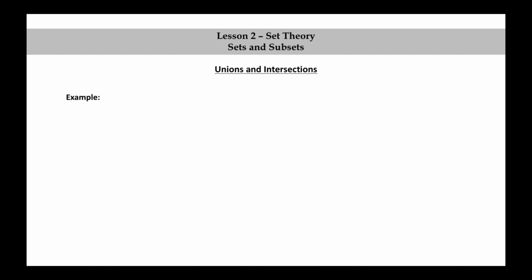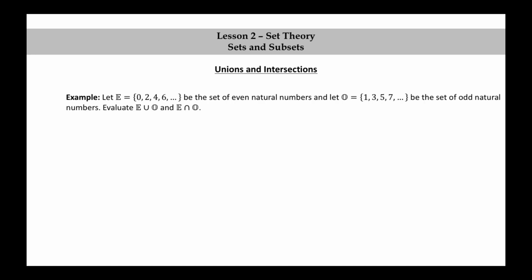One more example. Let E be the set of even natural numbers, and let O be the set of odd natural numbers. Evaluate the union of E and O and the intersection of E and O. Well, the union of E and O is N, the set of natural numbers. The intersection of E and O is the empty set.